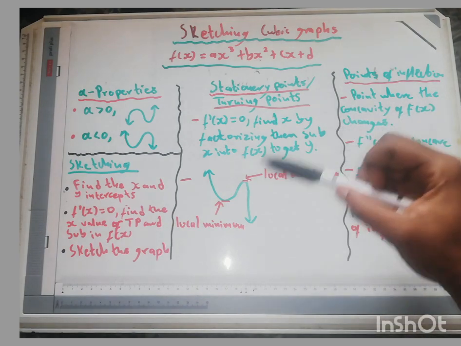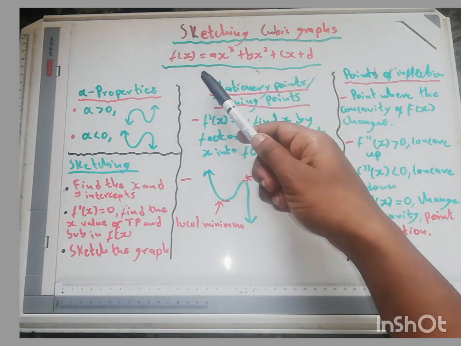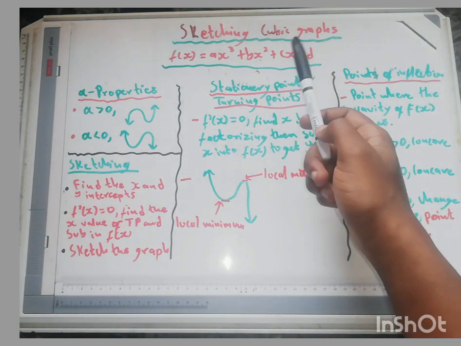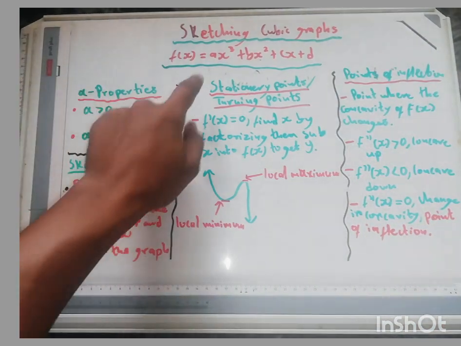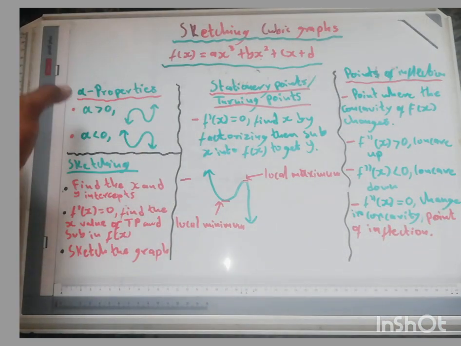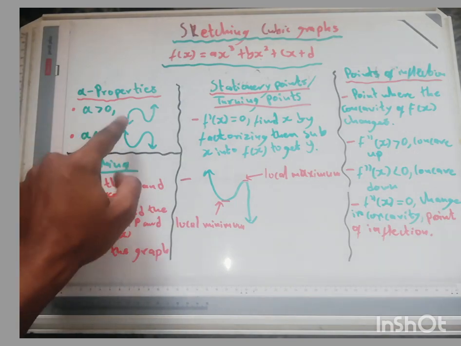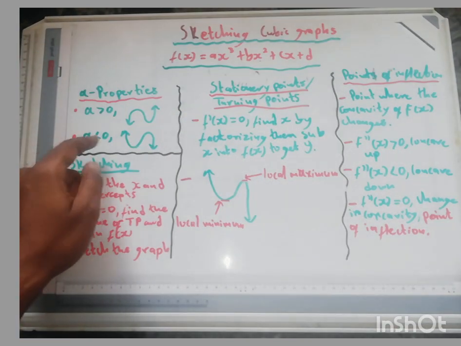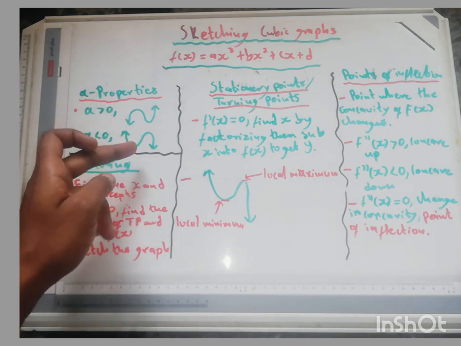The first things first, remember that cubic functions are functions of the form ax to the 3 plus bx squared plus cx plus d. Then we come to the properties of a. If your a is greater than 0, it means that the last portion of your graph has to increase. And if your a is less than 0 or is negative, it means that the last portion of your graph has to decrease.